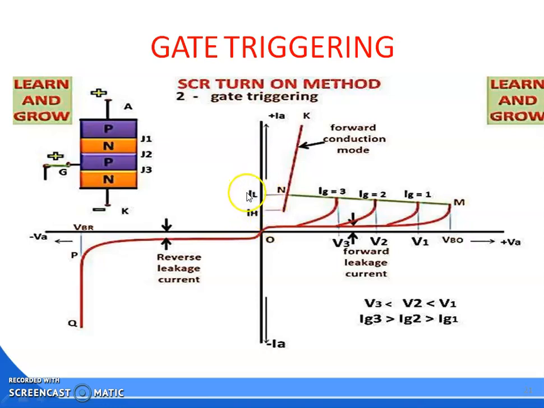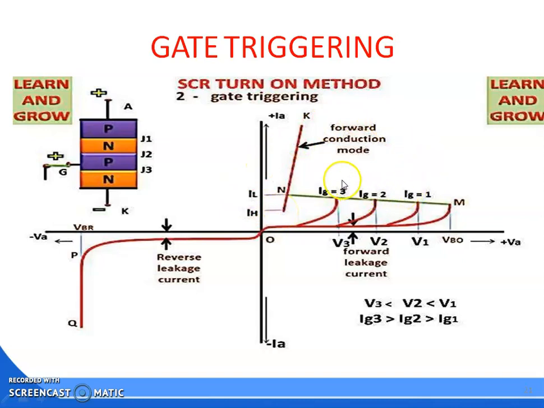Already we know that the latching current IL is associated with the turning on process, meaning the minimum value of current through which the SCR remains in the on state. Then IH is the holding current. The holding current is associated with the turn off process, meaning it is the minimum value of anode current below which it must fall for turning off the device.